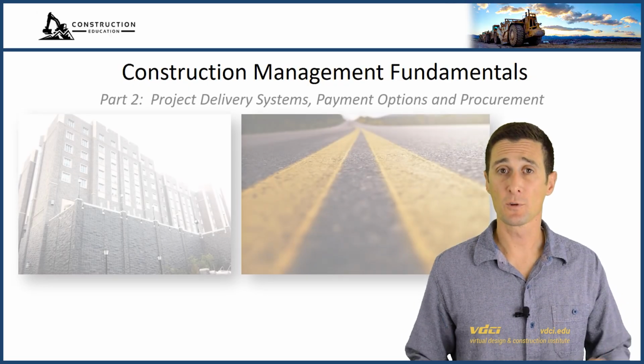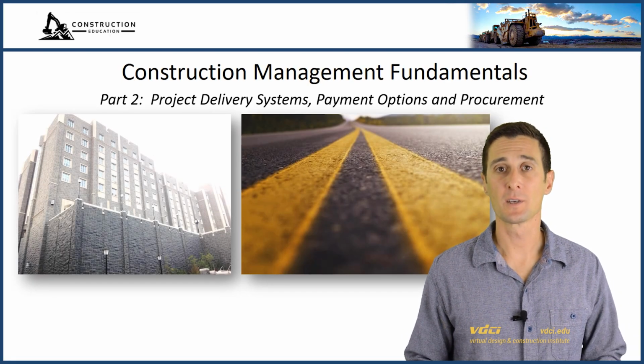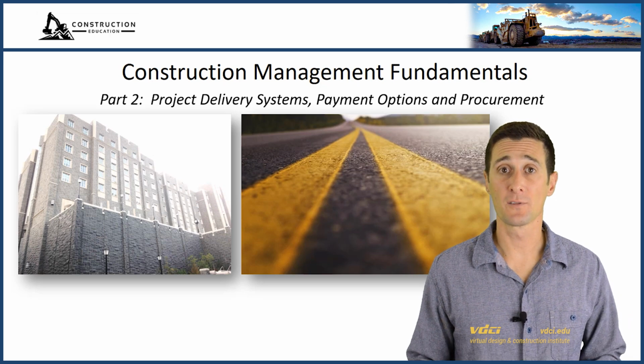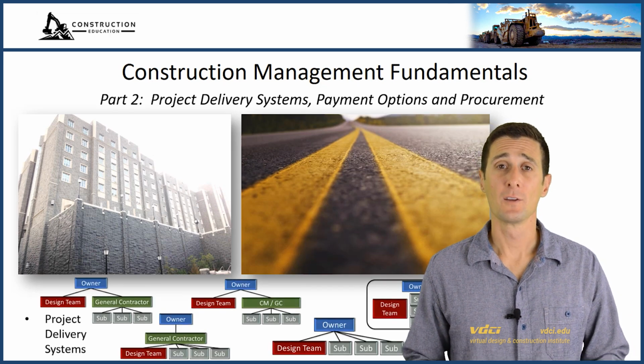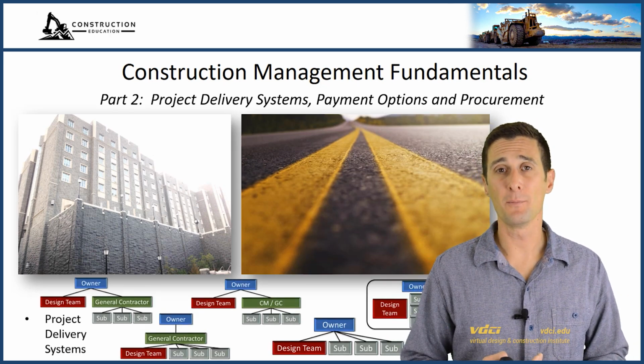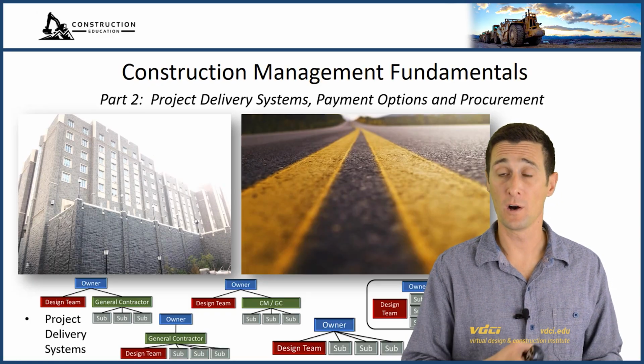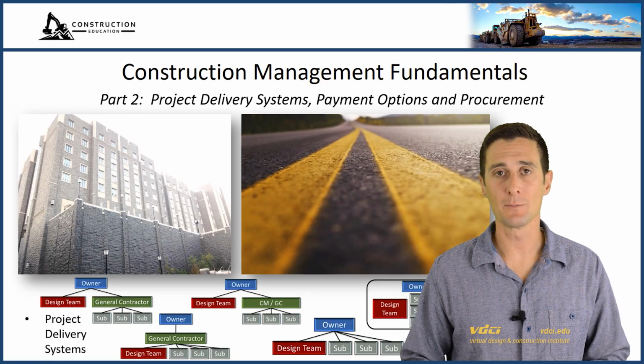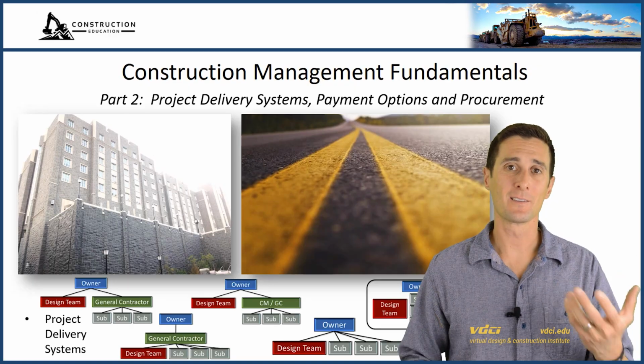Part 2 of the series will talk about project delivery systems, payment options, and procurement options. Let's start with delivery systems. So how do you contractually bind the different major players we talked about over in part 1? So the owner, the design teams, the contractor teams. Is this design bid build?